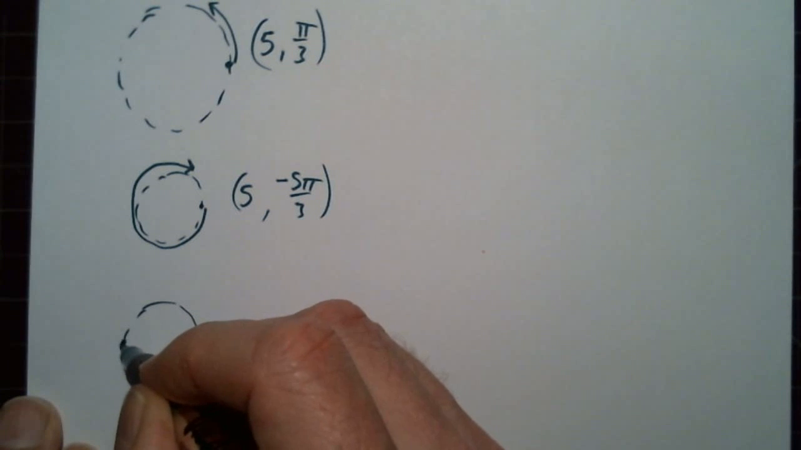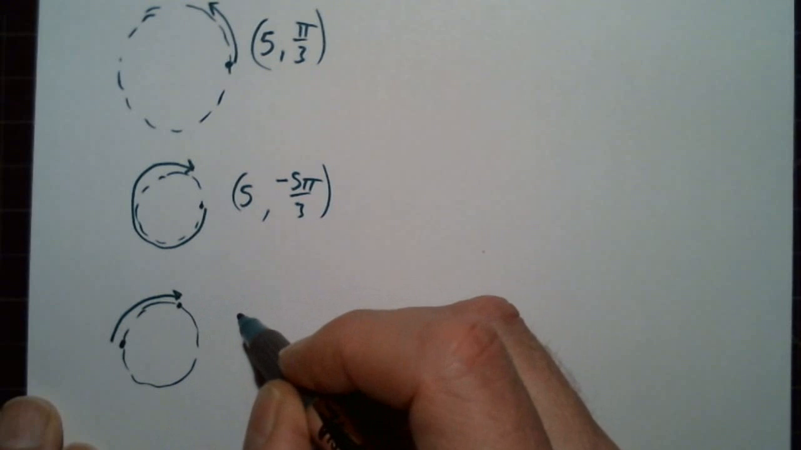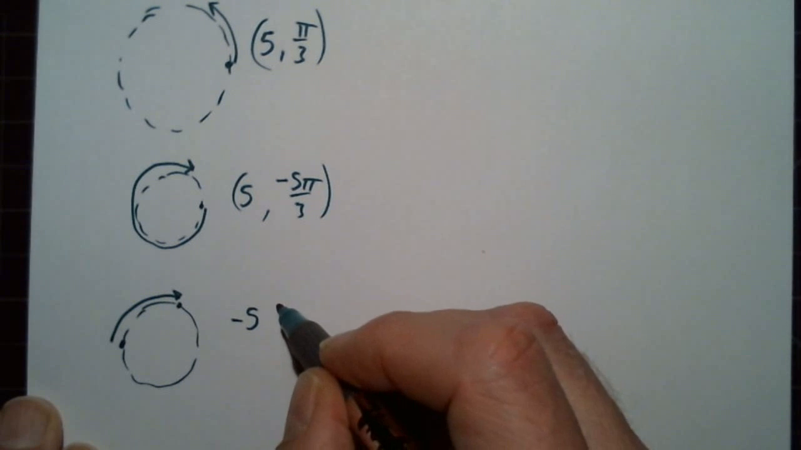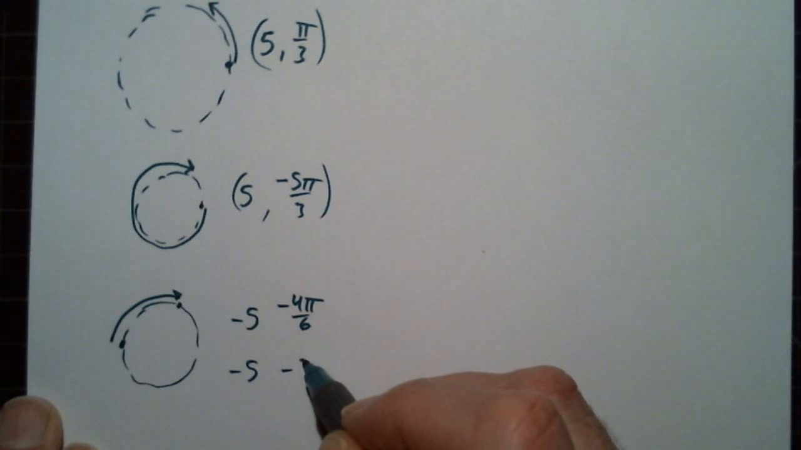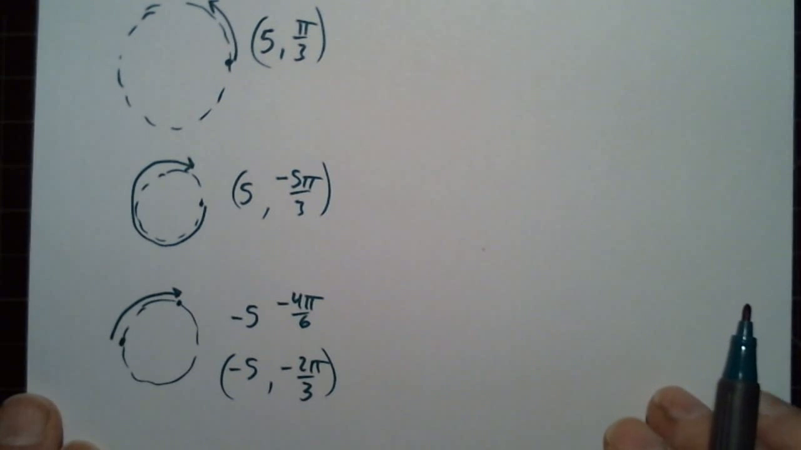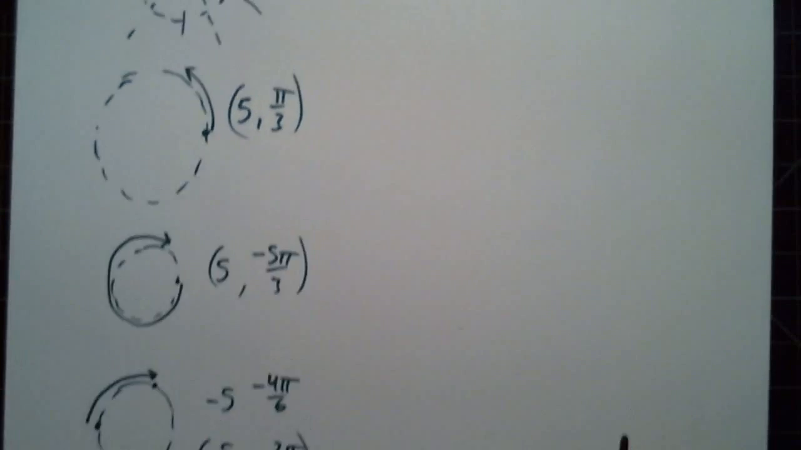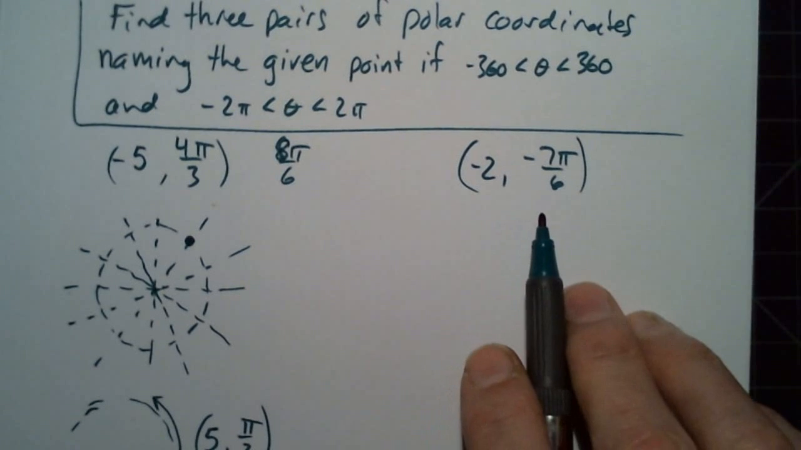So if we started at negative 5 and we have to rotate up there, we're going to start at negative 5 and rotate negative 4 pi over 6, or negative 5 and negative 2 pi over 3. So that's how we would write the answer. Alright, and pause the video and try that one.